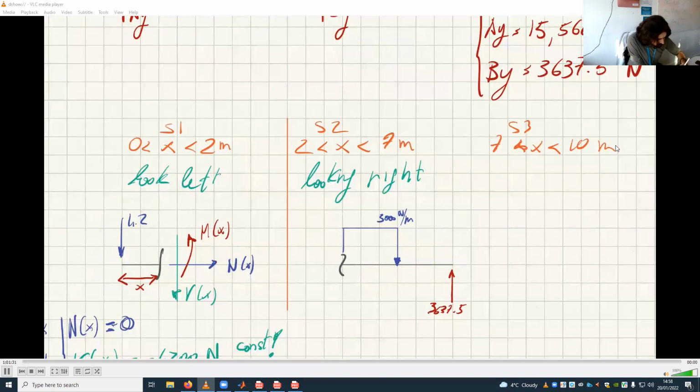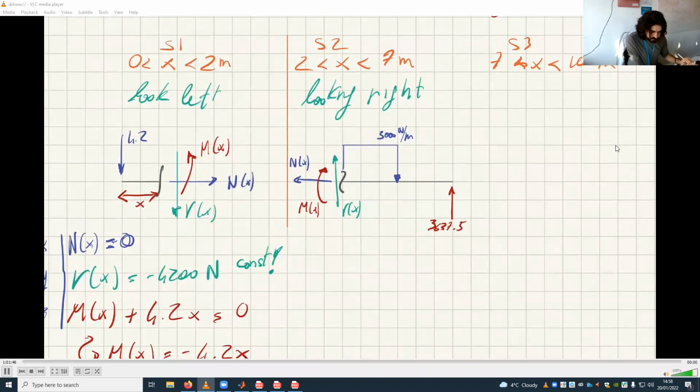And of course, I have to use the other convention, which is this is N of x, this is V of x, and this is M of x. Okay?